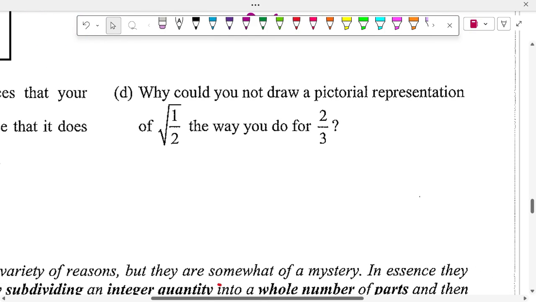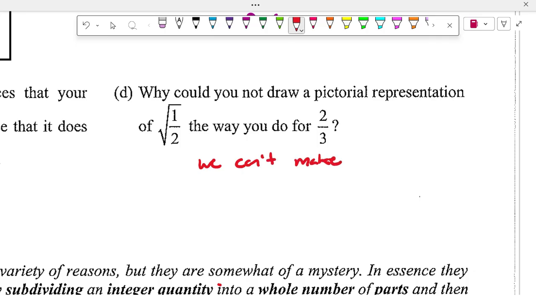So why can we not draw a pictorial representation of square root of 1/2? Because it would be really hard to. We can't make a fraction. We could, but we want it to be as accurate as possible. So it just won't be accurate at all. We can estimate it, but it's not going to be accurate. So we can't make a fraction. That's the biggest thing. Because it's irrational.